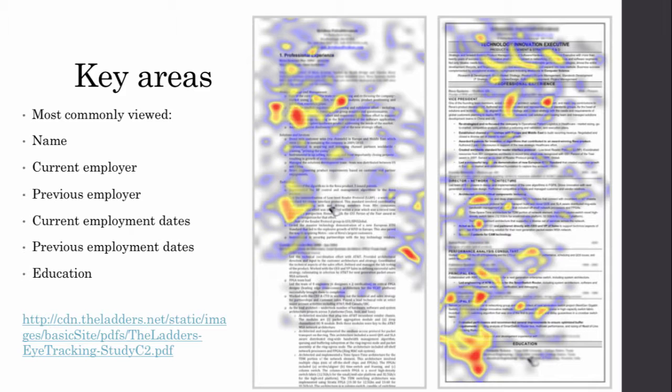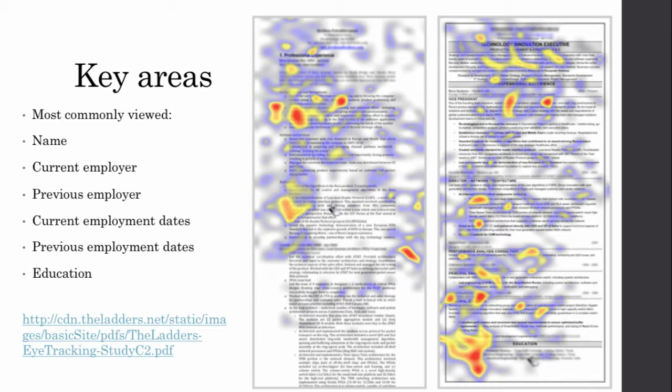So the images on the right here are showing a heat map. And if the area is white, that means the potential employers who are reviewing the resume here didn't look at that area. If it's blue, they glanced at it. If it's yellow, they looked longer. And if it's red, they looked for a longer time.